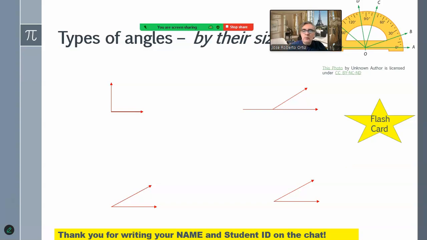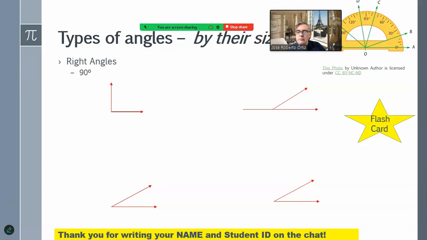Now, let's talk about the types of angles. Notice that I'm giving you this flashcard symbol in all of the slides because I want you to make those flashcards so you will remember. Part of passing this test is, as with a new language, you need to learn the terminology.